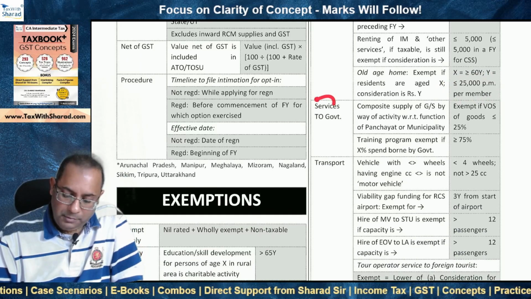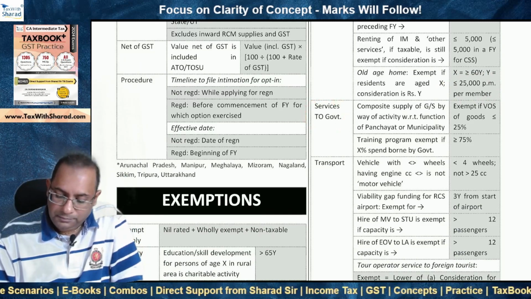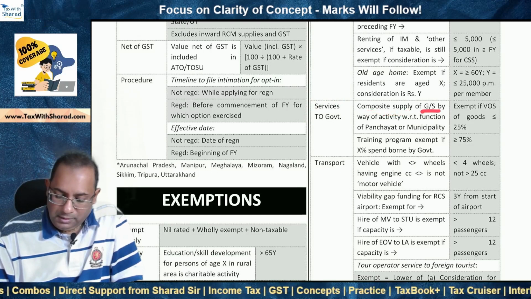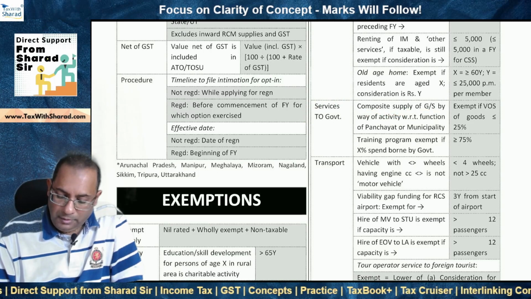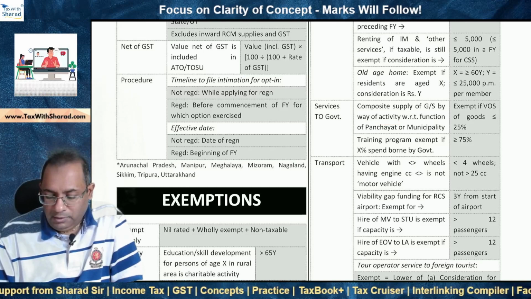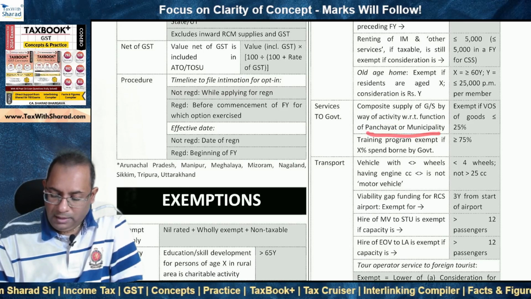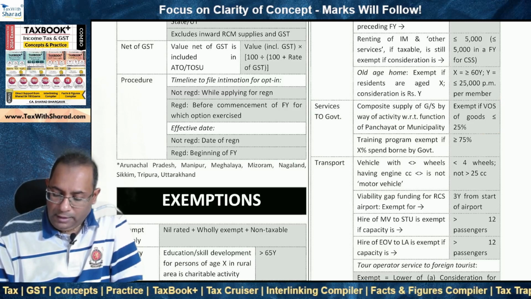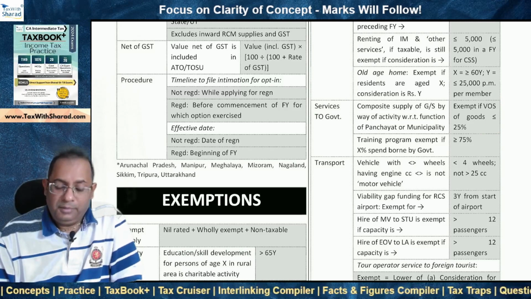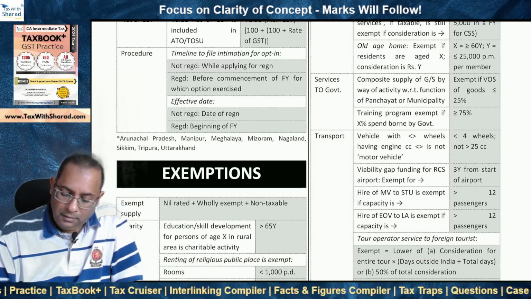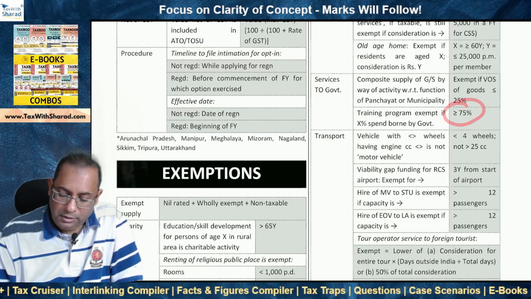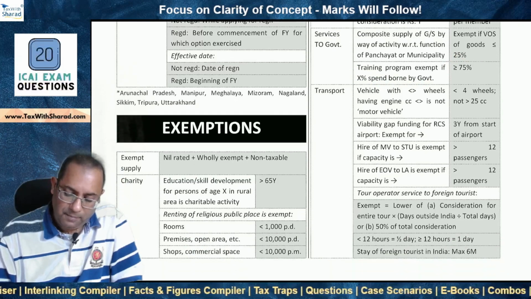Now we come to services which are provided to the government. In case of composite supply of goods and services which are provided to the government by way of an activity with respect to the function of panchayat or municipality, this is exempt if the value of supply of goods is up to 25%. Training program service is exempt if 75% or more spend is borne by the government.